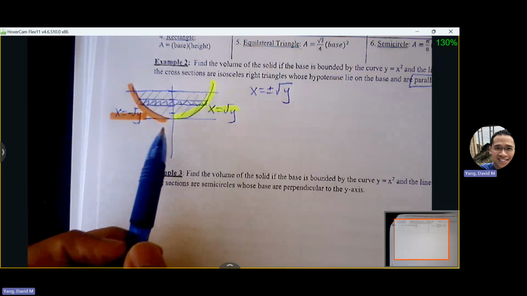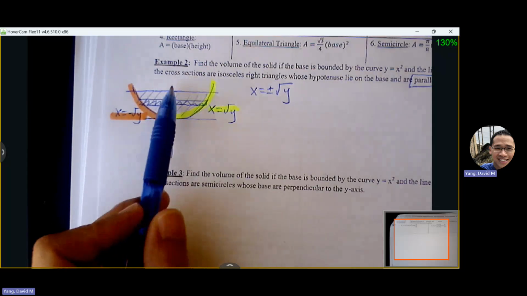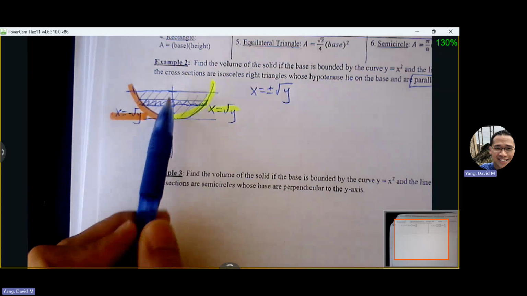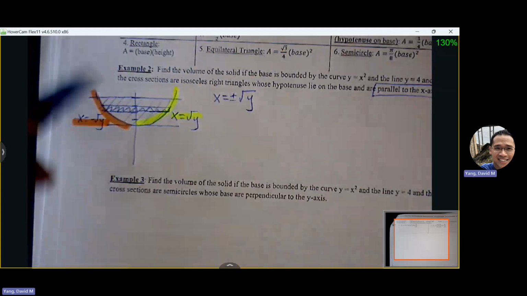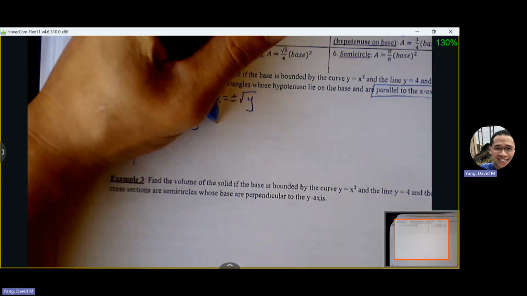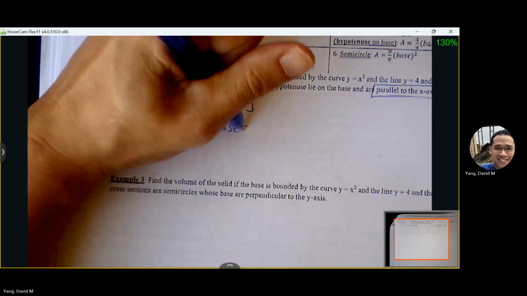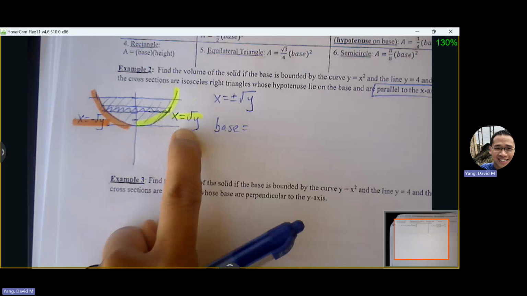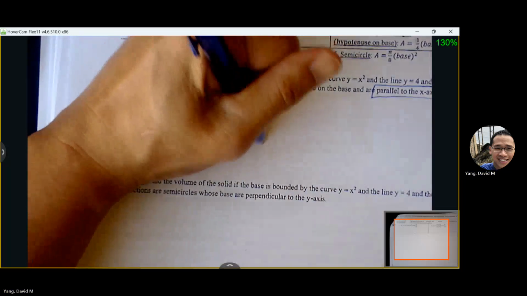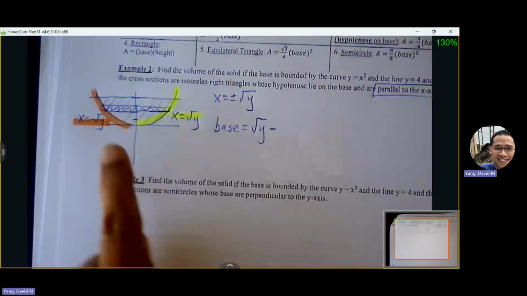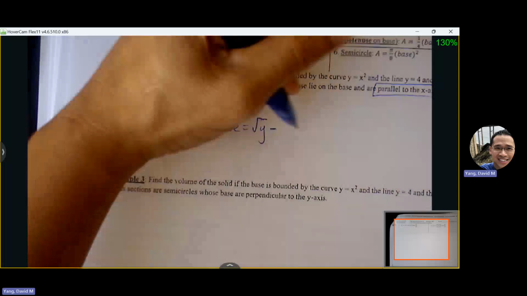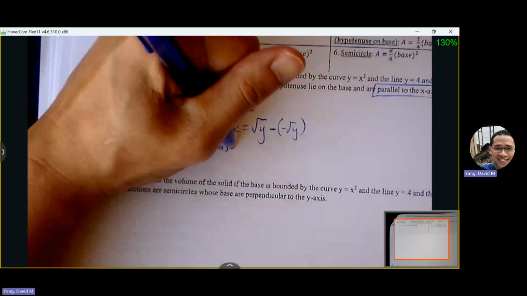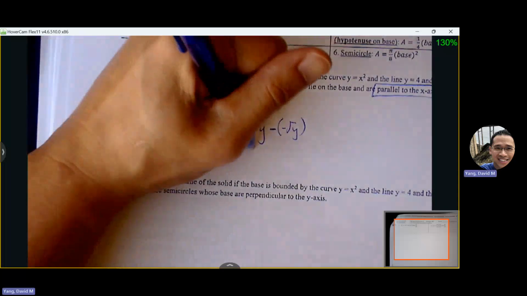We're stacking these triangles from lowest to highest y value. What are our bounds going to be? Lowest y value is 0. Highest y value is 4. Okay, let's build our base length. Right minus left. The right endpoint of my base length is sitting on the positive root y, minus the left endpoint, which is sitting on the negative root y. It's going to combine to be what? 2 root y.